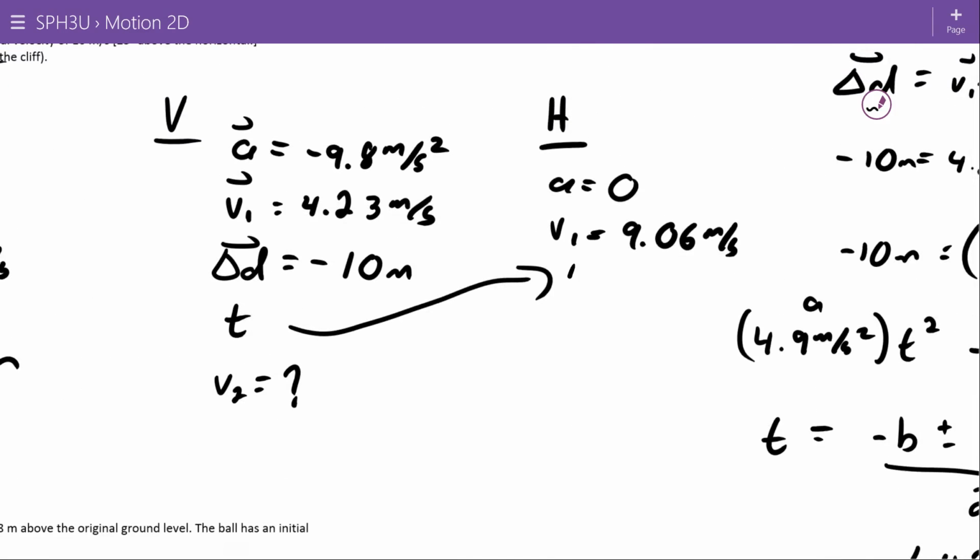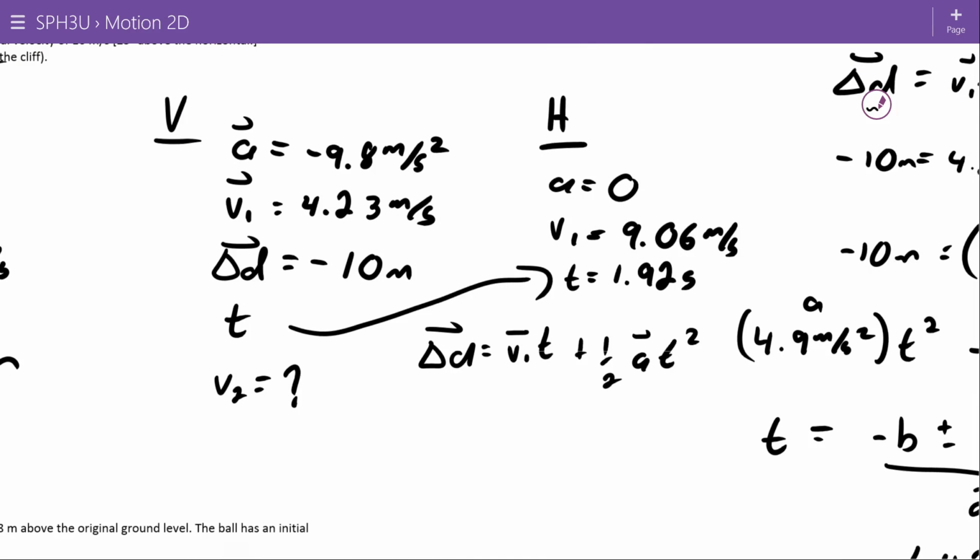So what that means then is I have a time of 1.92 seconds. Whatever time it's in the air, that's the time it's in the air. Delta D, now I'm working in the horizontal direction. Using the big formula, even though my acceleration is 0, I've addressed that already.